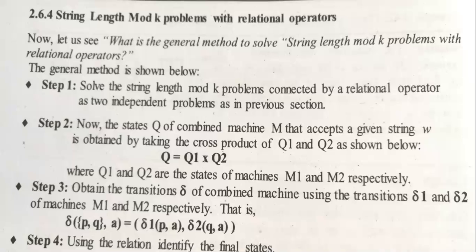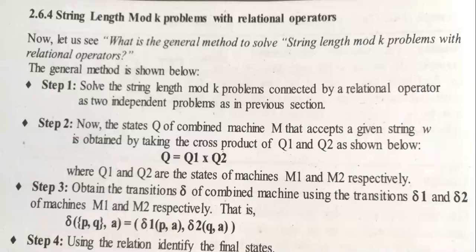Now we'll come to step number 2: the states Q of the combined machine. Remember, here we call the first condition M1 and the second condition M2. The states involved in machine number 1 we call Q1, and the states involved in machine number 2 we represent by Q2. But later, after combining them, we need to generate Q and M. We are solving them separately, right? Later it should be combined, so that it is considered as Q and M.